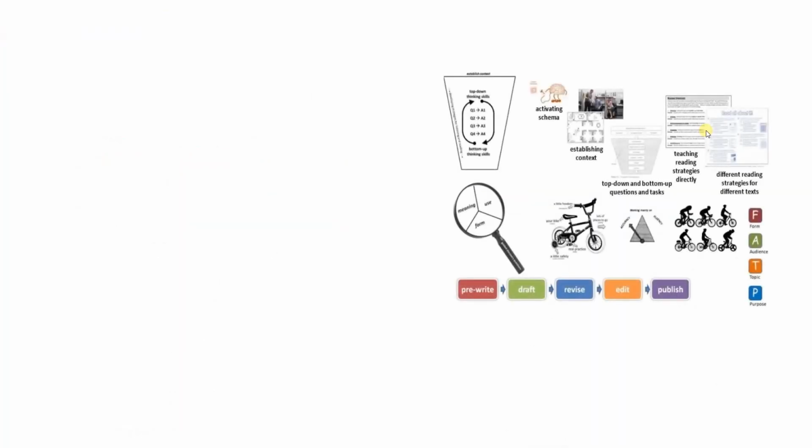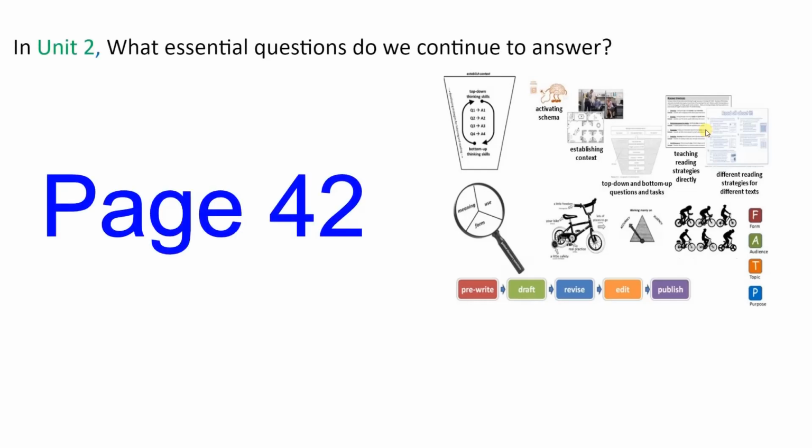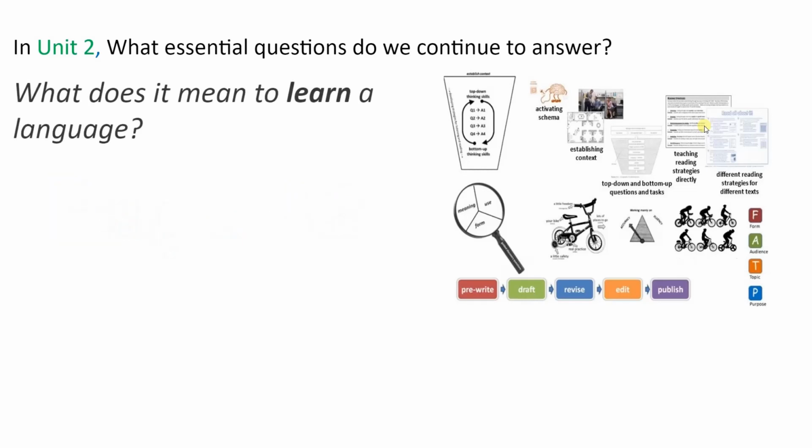And you may recall some essential questions from the first unit that we're continuing to explore in Unit 2. What essential questions do we continue to answer? What does it mean to learn a language? So, is it about systems and skills? Is it about something else? Is it about interaction? Perhaps, how do we set up a listening lesson?